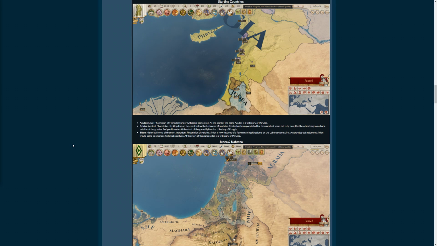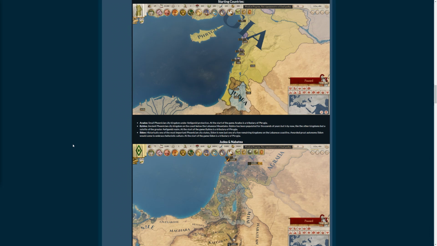Arados, small Phoenician city kingdom under Antigonid protection. At the start of the game, Arados is a tributary of Phrygia. Byblos, ancient Phoenician city kingdom on the coast below the Lebanese mountains. Byblos has been populated for thousands of years, but is by now, like the other kingdoms, but a satellite of the greater Antigonid realm. At the start of the game, Byblos is a tributary of Phrygia.